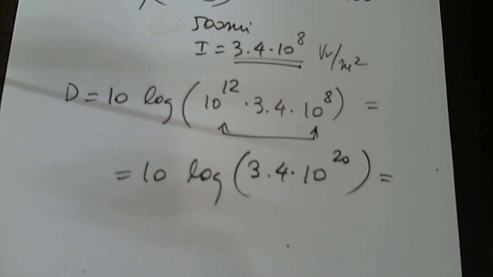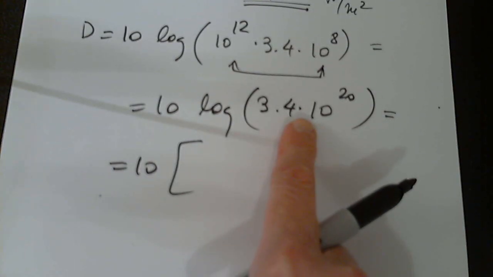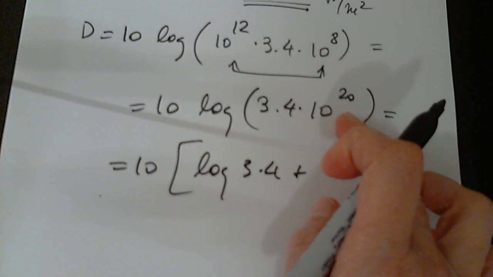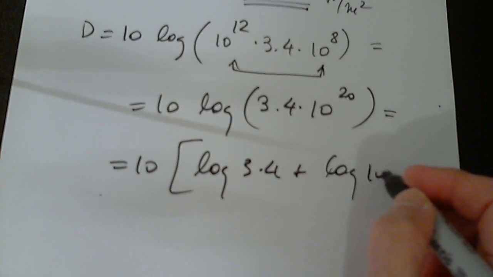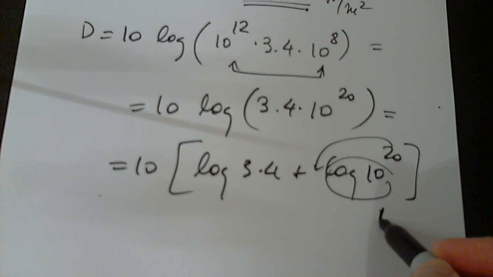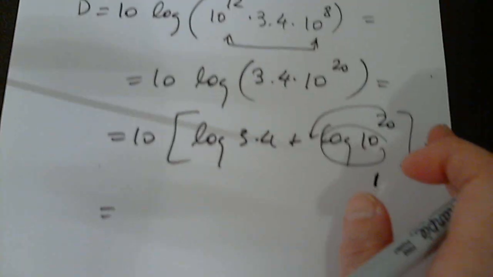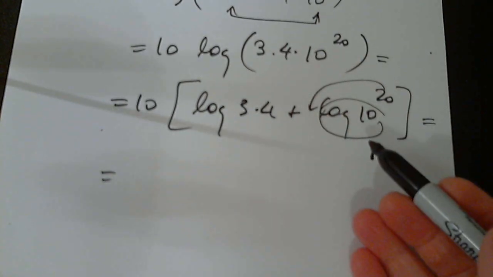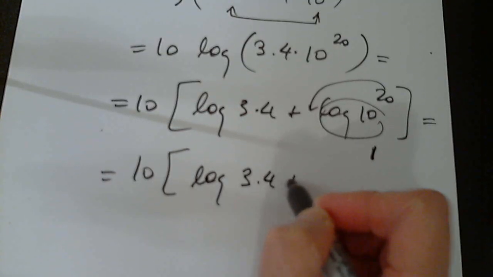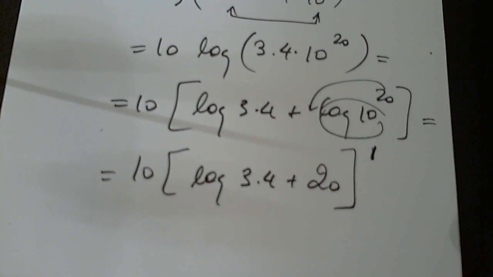We can partially, and I would like to do that. So 10, this is a product, log of this plus log of this. I bring 20 in front, and this is 1. And then I will show you how to enter it with the exponential as well. I'm not avoiding that. This is easier, but I'm going to show that to you too. So then we have log of 3.4 plus 20. And I'll show you that this is the same answer.